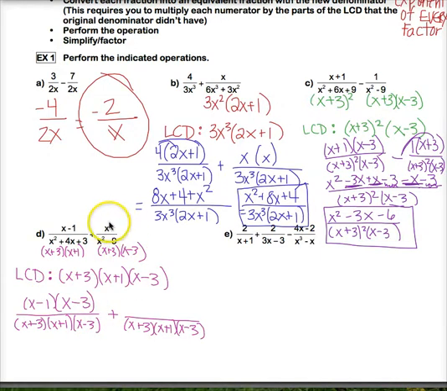On the right side fraction, we had the x plus 3 and the x minus 3, but we did not have this x plus 1. So the original numerator of x needs to get multiplied by x plus 1. All right, so combining here.